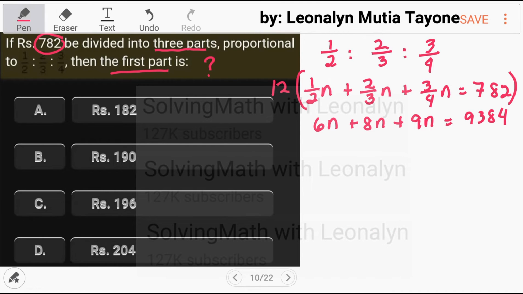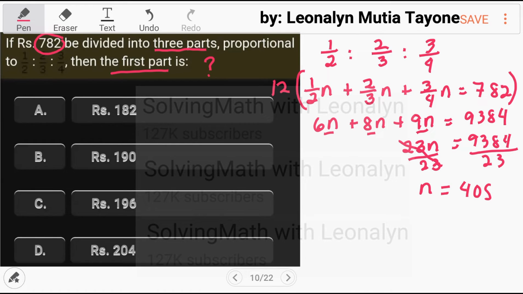I-add na natin itong mga like terms natin. 6n plus 8n plus 9n, and that is equals to 23n. Para ma-isolate natin itong n, i-divide natin yung both sides ng 23 para ma-cancel out si 23 dyan. Now, n is equals to 9,384 divided by 23. Huwag na natin i-detalye ang pag-divide niyan. Anyway, meron tayong link dito sa description ng video ito kung paano mag-divide ng mga numbers. Ang sagot dito ay 408.